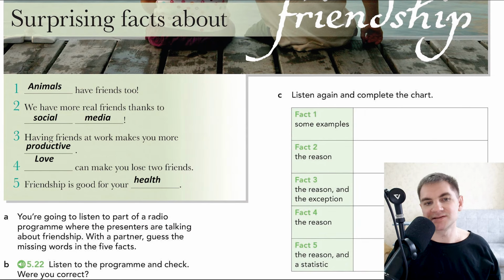Part C. Listen again and complete the chart. For Fact 1, some examples. Which animals can form a friendship? For Fact 2, the reason why social media helps us with it. For Fact 3, also the reason and the exception, so there is one person you shouldn't be friends with. For Fact 4, just the reason why. And for Fact 5, the reason and a statistic. Why, how much percent you're likely to.